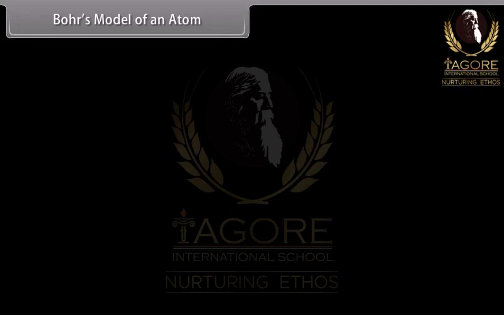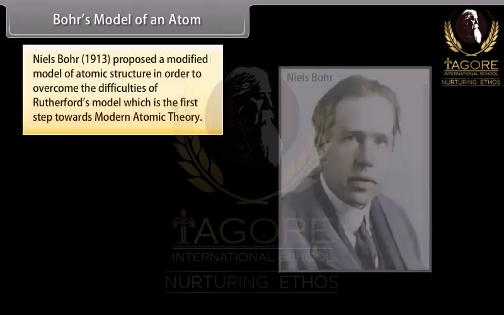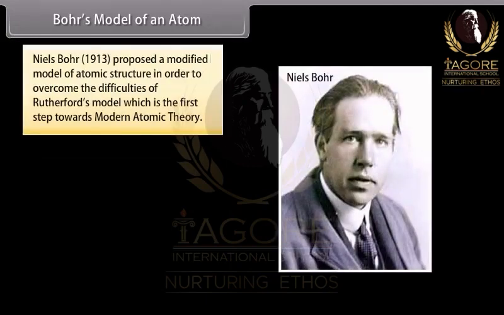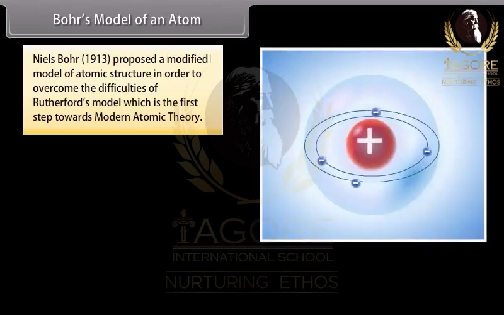Bohr's model of an atom. Niels Bohr, in 1913, proposed a modified model of atomic structure in order to overcome the difficulties of Rutherford's model, which is the first step towards modern atomic theory.